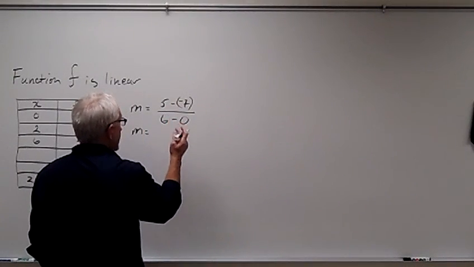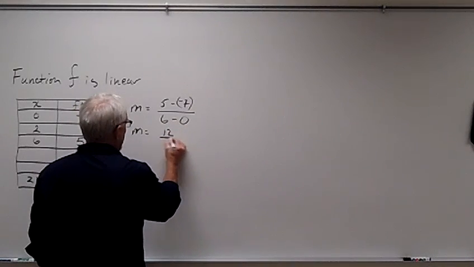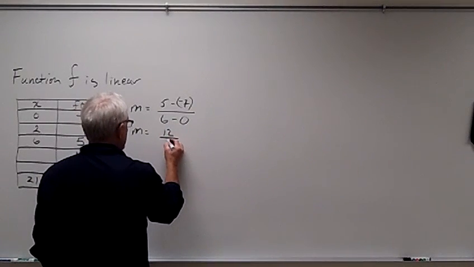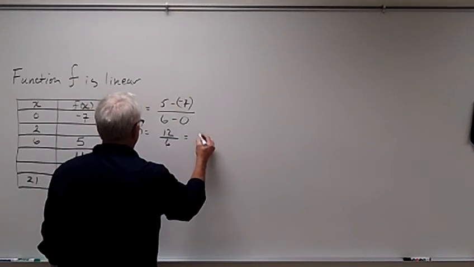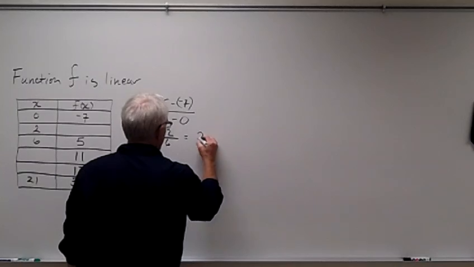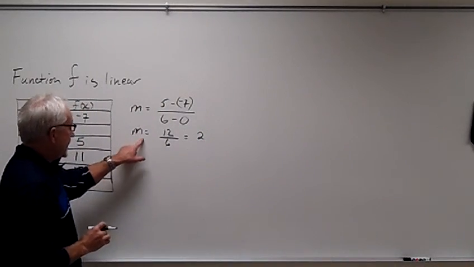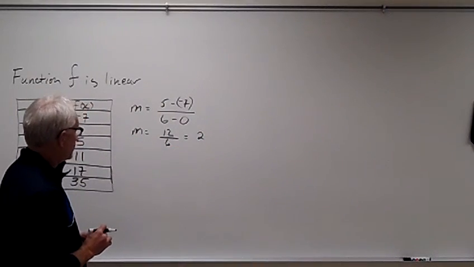Well, let's evaluate this numerator and denominator. So 5 minus negative 7 is 5 plus 7, which is 12, and 6 minus 0 is 6. So that results in a rate of change of 2. So we know that m, our rate of change, is 2.